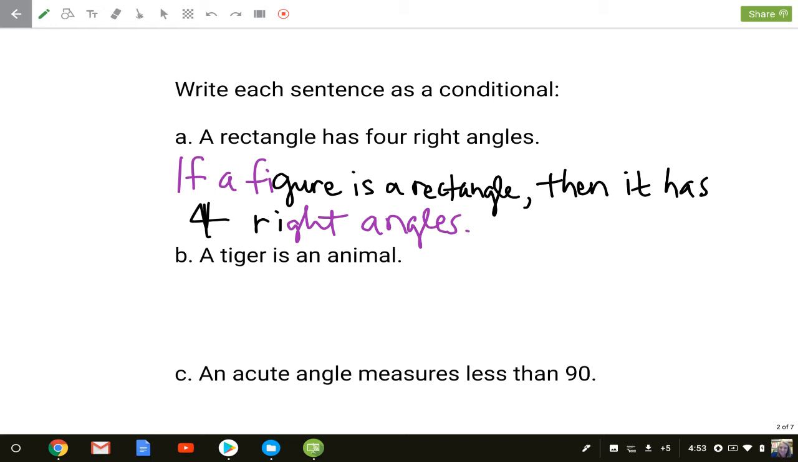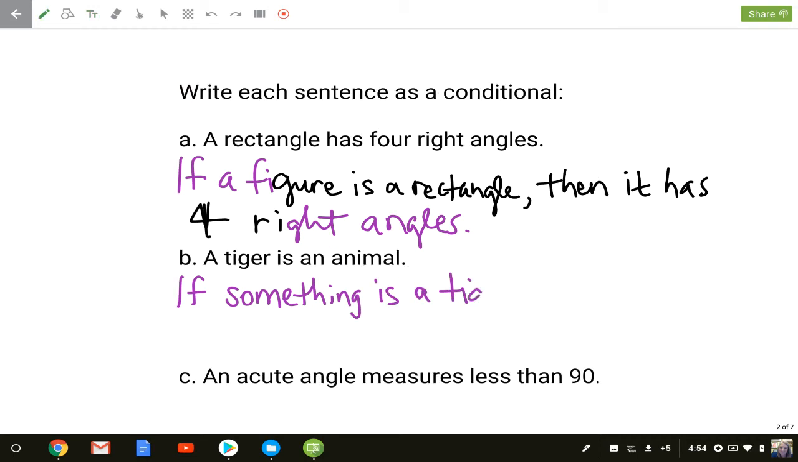Okay, now I want you to try to do the same thing with part B, where it says a tiger is an animal. See if you can make that into an if-then statement. You can pause and write down your statement and then come back. Okay, so here the tiger is the first part. I'm going to say, if something is a tiger, then it is an animal. I didn't want to say if an animal is a tiger because the word animal is going to come at the end, so I'm using something. You could use creature: if a creature is a tiger.